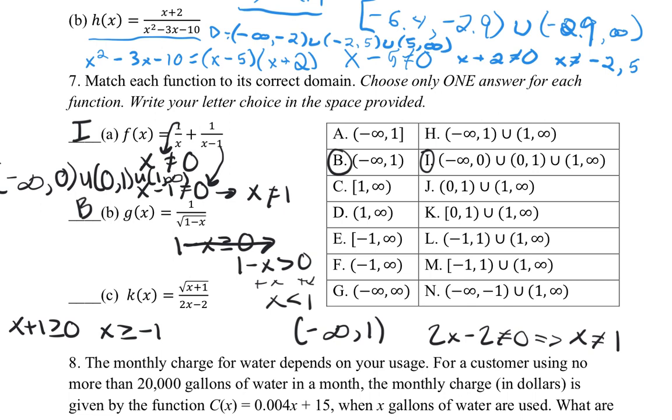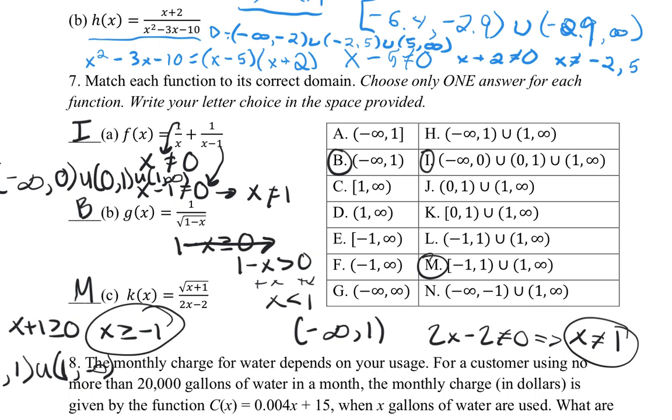And so how are we going to write this? Well, that square root says it has to be greater than or equal to negative 1. So we're going to start at negative 1, and then we're going to go until we reach that point where it cannot equal 1. And then we're going to union that. And then we're going to pick back up at 1 and go to infinity. And so the choice that most resembles this is M right here.